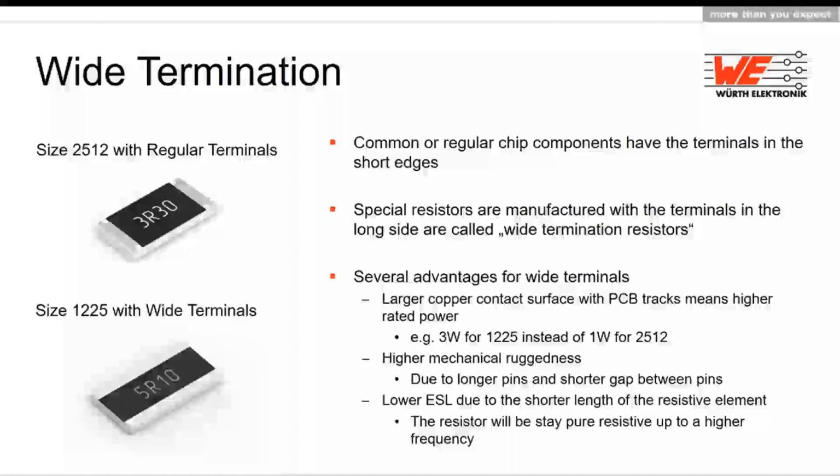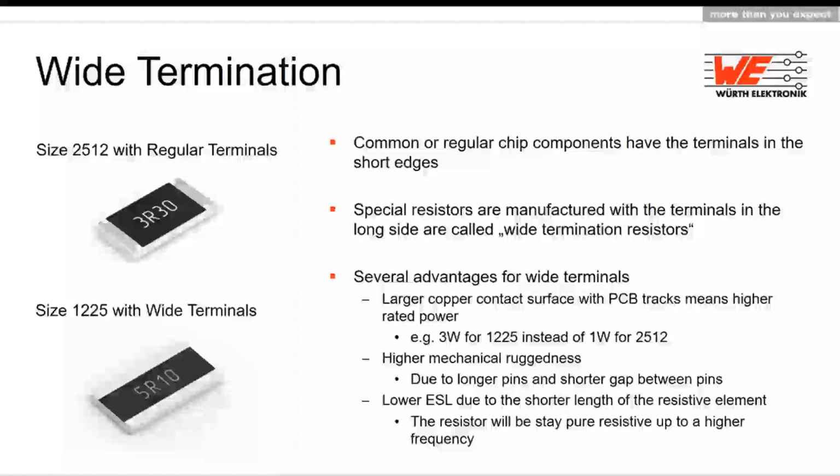We have a larger copper contact surface with the PCB, which results in a higher rated power, for example, 3 watt for 1225 instead of 1 watt for 2512, and a higher mechanical robustness because we have a higher solder layer.